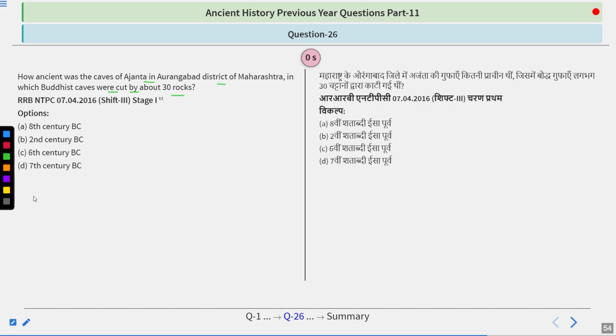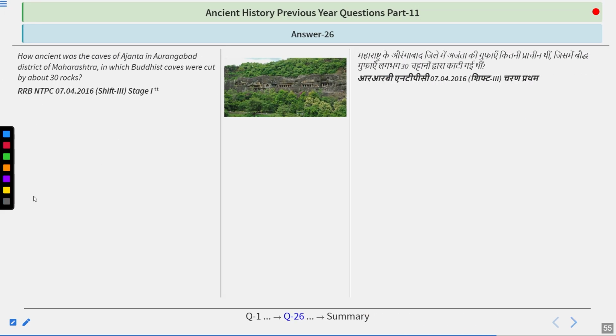Why was I saying common sense? Because Gautam Buddha was born in the 6th century BC. So it is very necessary that in the 6th century or way before the 6th century, in the 7th or 8th century, the caves would not be there. So they must have been built after the death of Gautam Buddha.